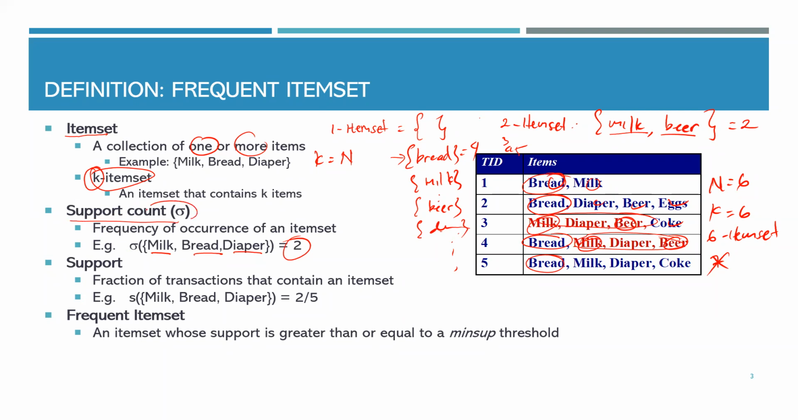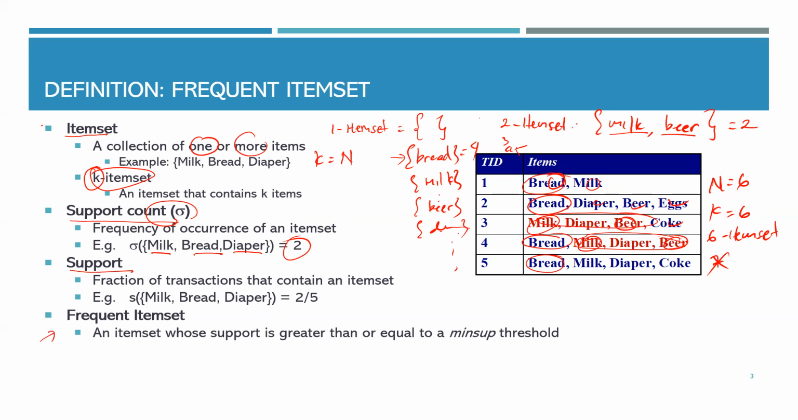Besides support count, we have support. Support is the support count divided by the total transactions, or as they call it, the fraction of transactions that contains an item set. Then we will have frequent item set.